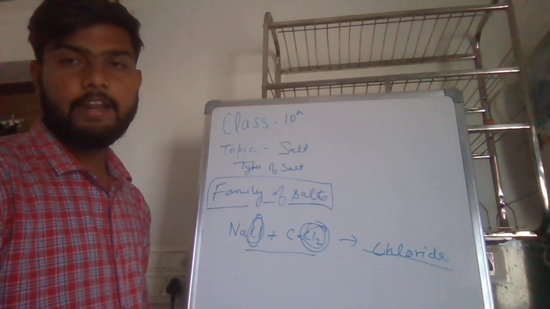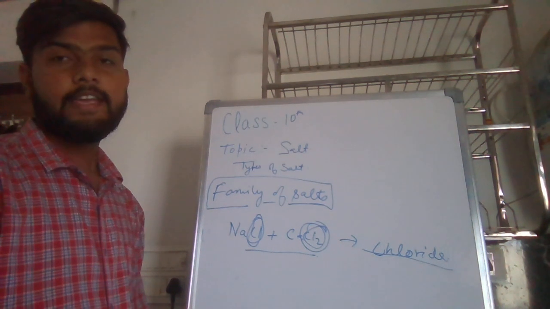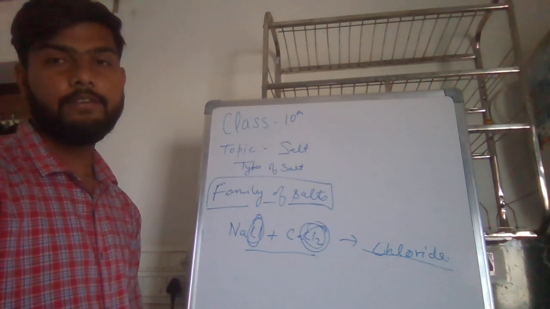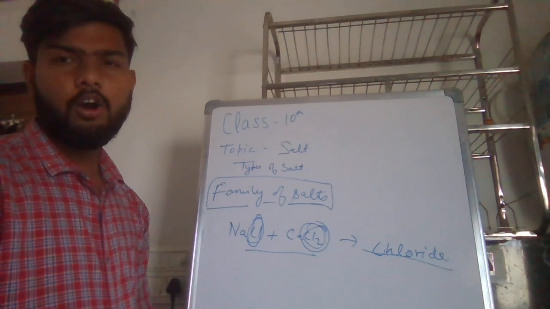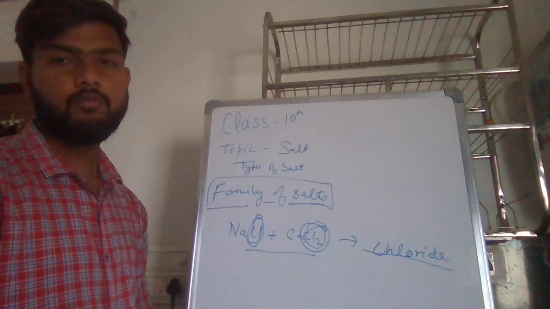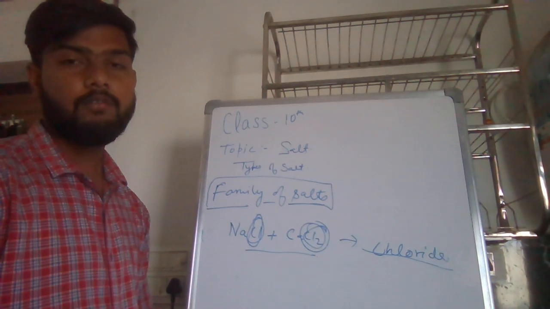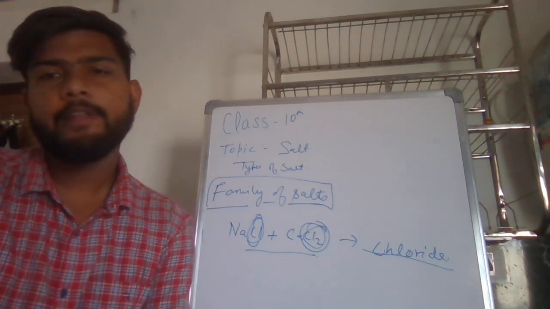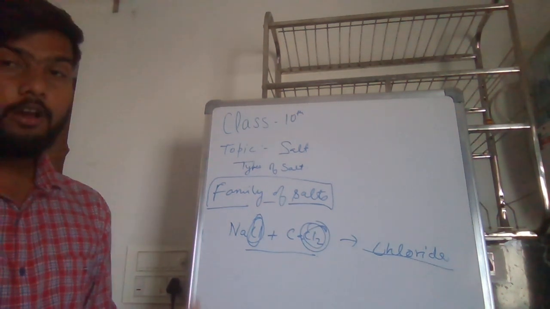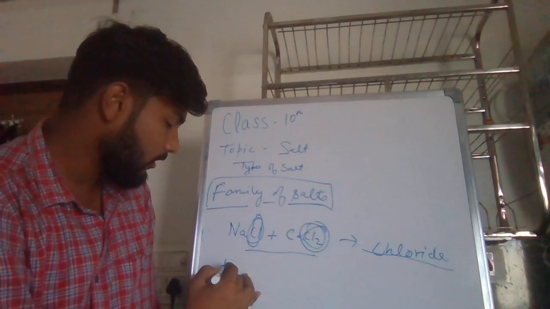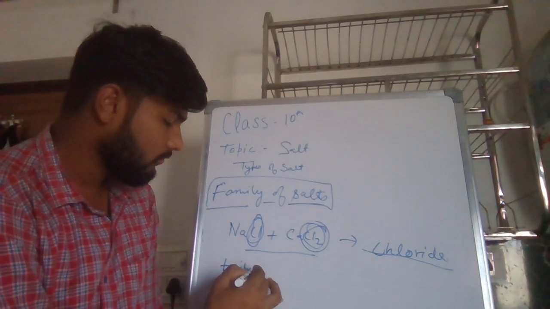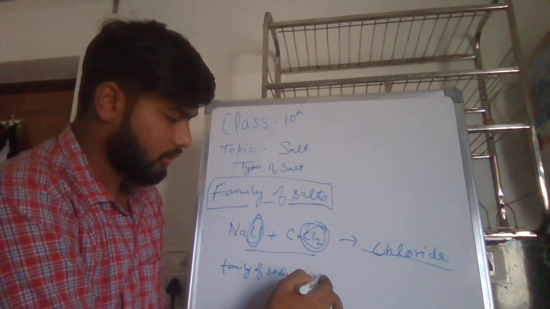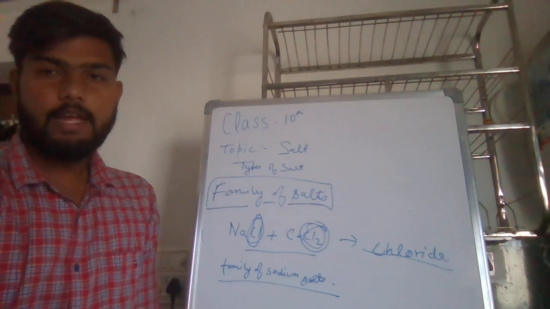Now I have a question for you: do NaCl and Na2SO4 belong to the family of sulfide acid, or the family of chloride acid, or the family of sodium salt, or the family of oxygen? You have to tell me. It will belong to the family of sodium salt. So the final answer will be the family of sodium salts.